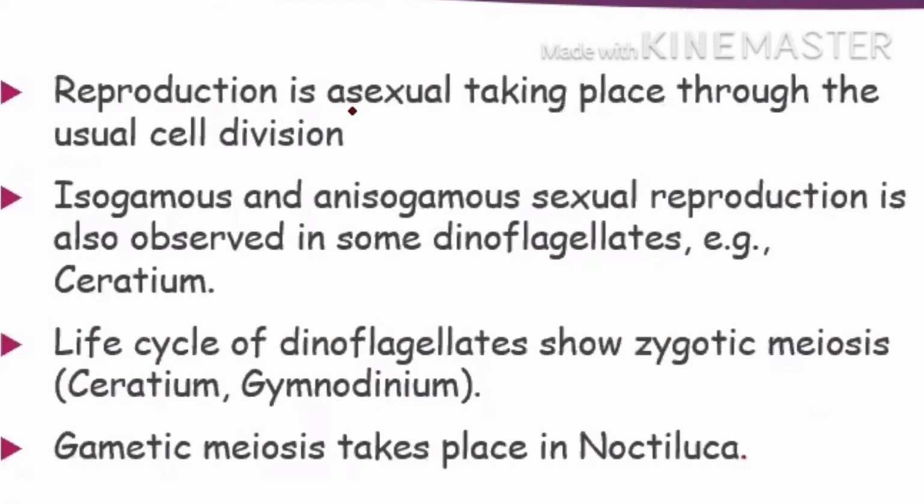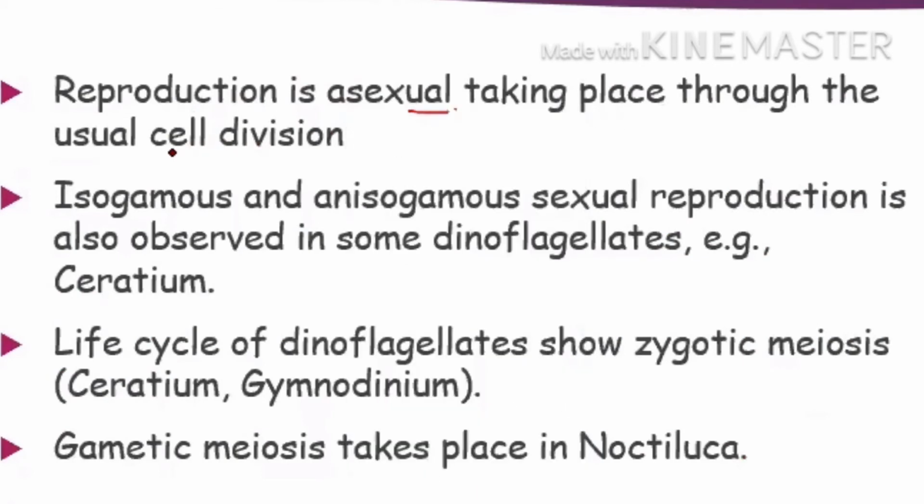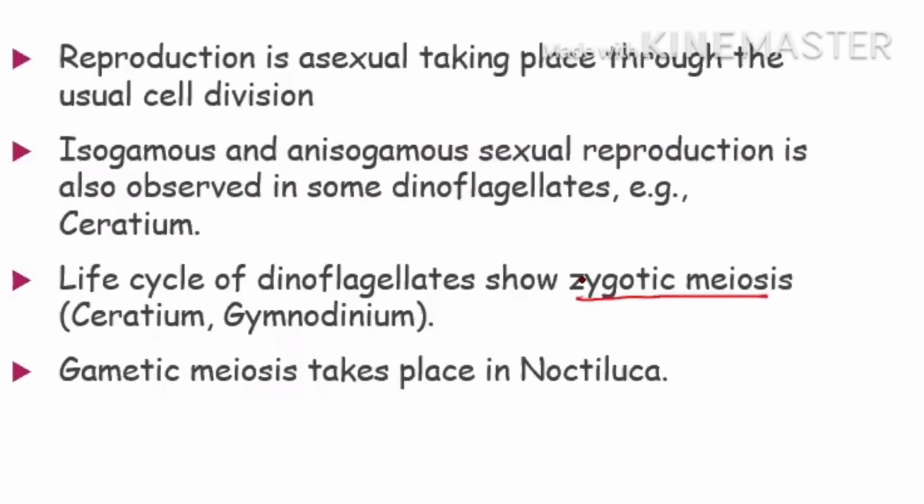So reproduction is asexual. You know very well that they show reproduction by simple cell division, that is known as binary fission. If they have to do sexual reproduction, then it will be isogamous and anisogamous. And they are showing zygotic meiosis. Now, if you see the life cycle of the dinoflagellate, when it is showing zygotic meiosis, it means their zygote is going for meiosis. It means they don't want a diploid structure in their life. They are only making the diploid structure, that is only zygote. It means they are showing haplontic life cycle.